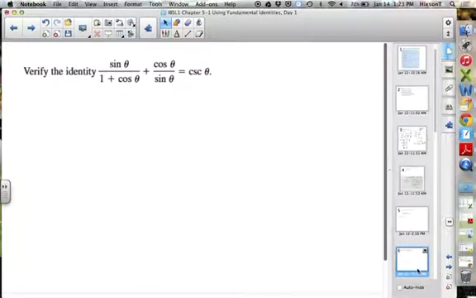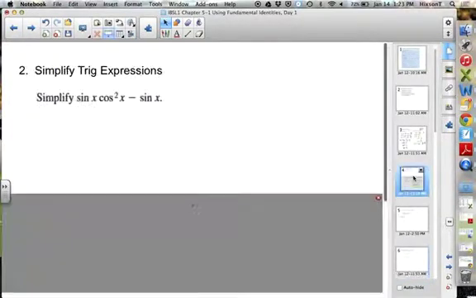Okay? For this one, verify the identity. It's similar to the first one, but they tell you exactly where they want you to end up. All of this ought to simplify down until it's just a cosecant theta. So problems like this are a little bit nebulous, but it gives us kind of a taste of what people who developed a lot of the rules that we use had to go through. They didn't know exactly what it was going to end up looking like.